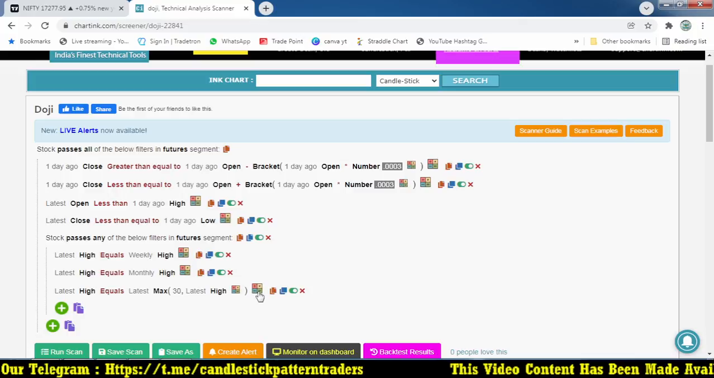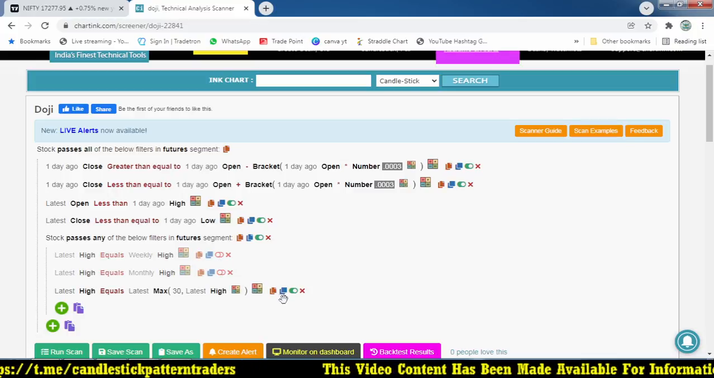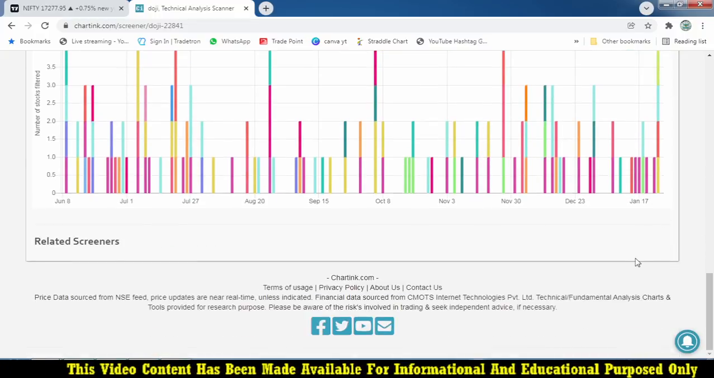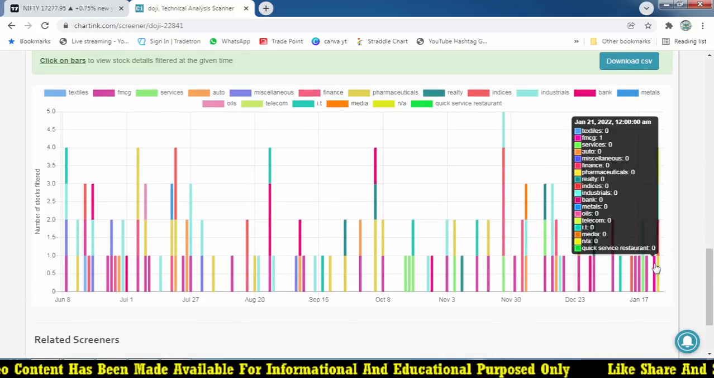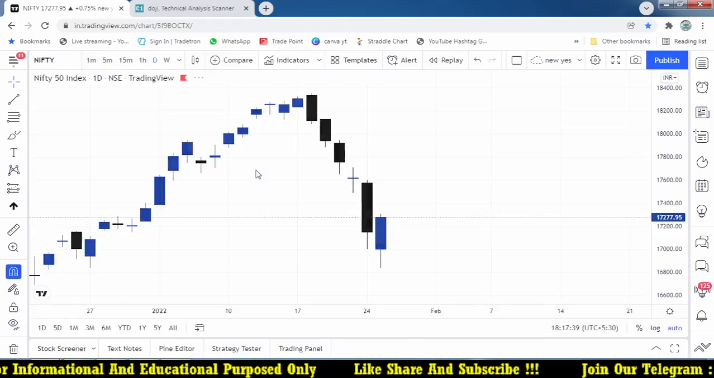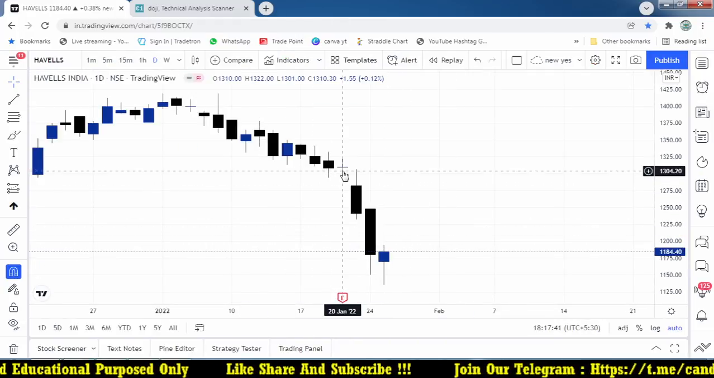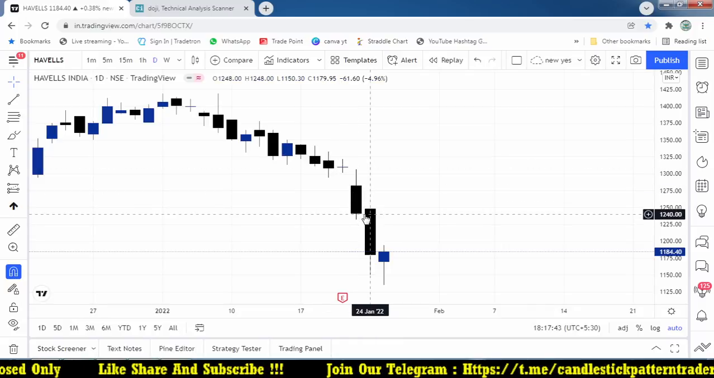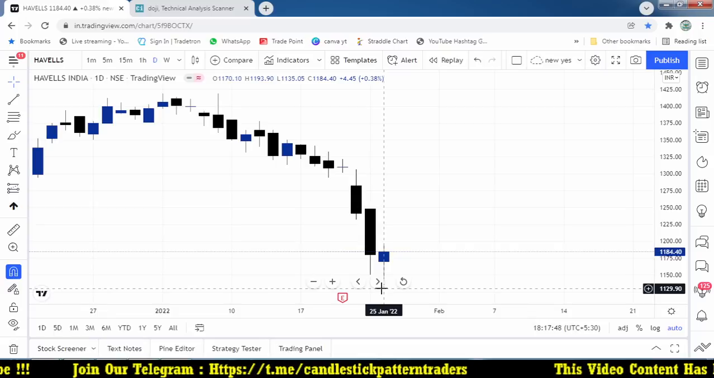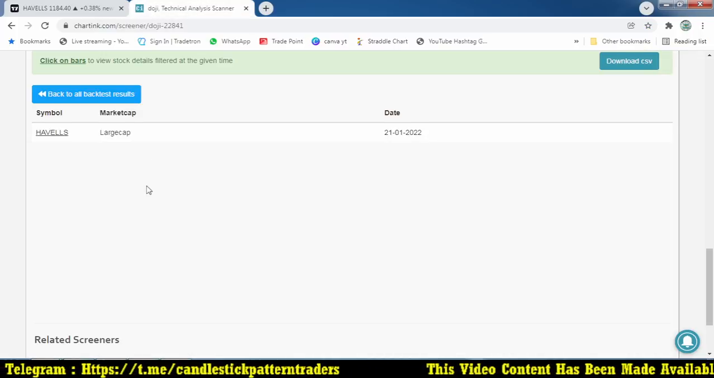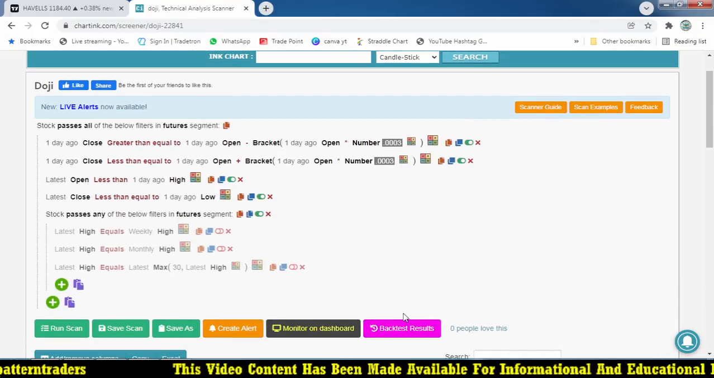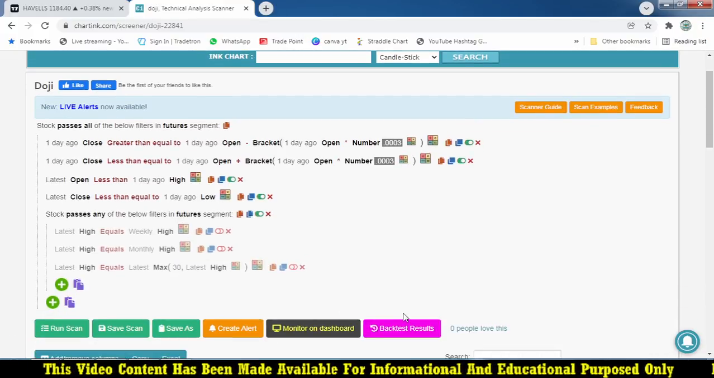So let me try it out. Without this condition also you can use monthly high, weekly high. Then you get a lot more stocks. So 2 days back, 21st Jan, Havells. Let's try it. But you should focus on whether that is happening at the highest level. So 20th, 21st. There is an entry point from 1240. So that was happening here. Good. So you can use these conditions below as you want. Either it may be a weekly high or a monthly high or a maximum 30 days high.